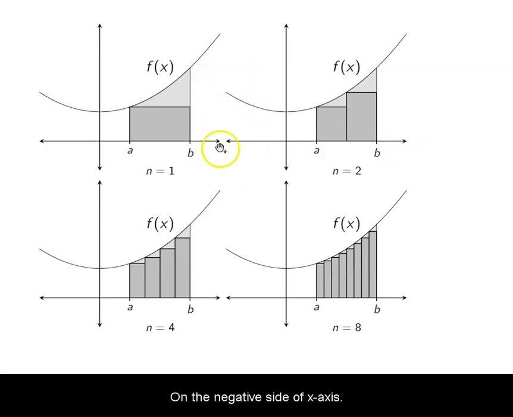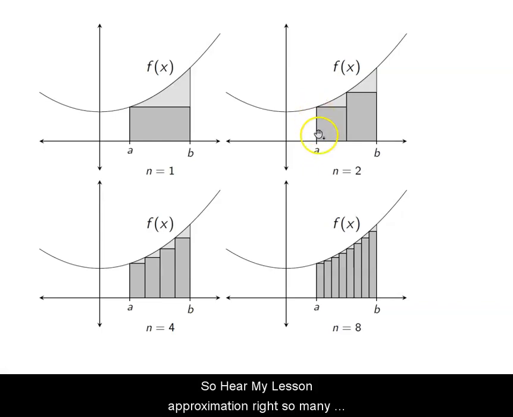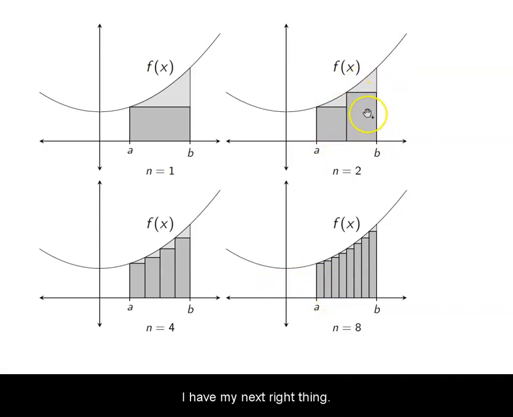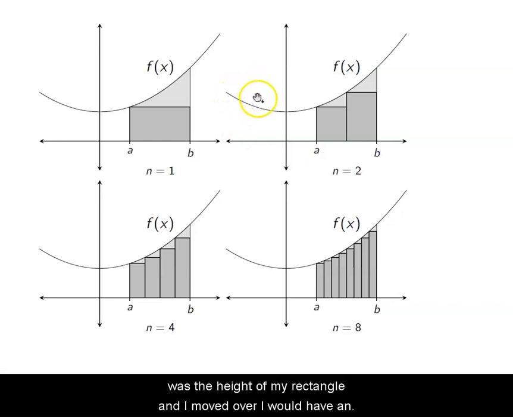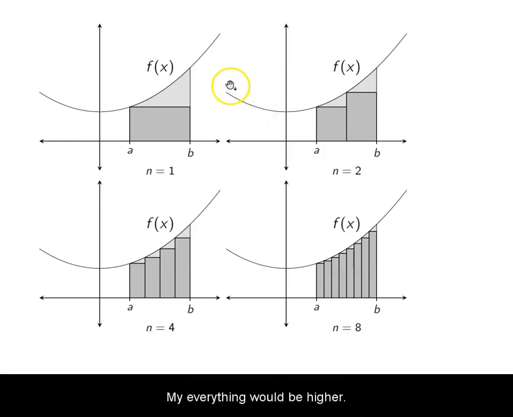Okay, so imagine for a second that we were on the negative side of the x-axis, okay, for our a to b, and I use a left-hand approximation. So here my left-hand approximation, right? So meaning that, again, the height of the rectangle is given on the left side. So I find the height and then I move to the right until I have my next rectangle, right? So here on the right side of the y-axis, where we're increasing, you can see that it's an underestimate. If I did the same here, if this was the height of my rectangle and I moved over, I would have an overestimate, right? Everything would be higher.